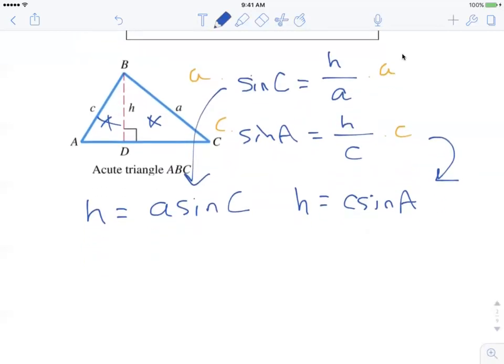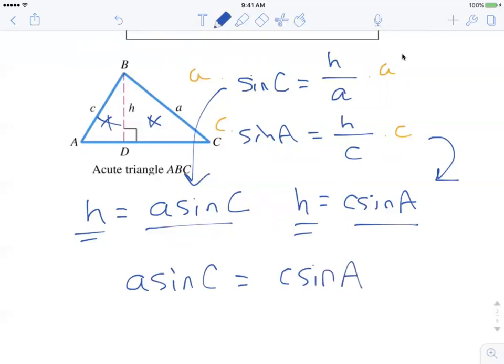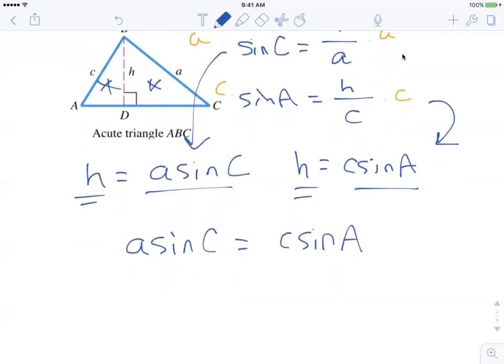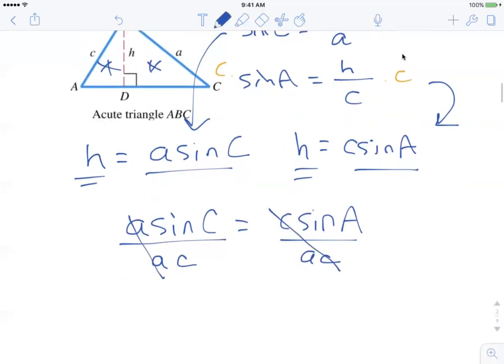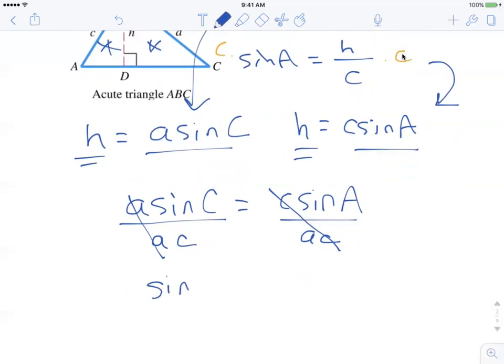Now, both of them have H equals. So that must mean these 2 things are equal. So I can combine this into just one equation. A sine C should equal C sine A. And then finally, to get one of the branches of this law of sines, let's divide both sides by AC. Then here the A's cancel, and the C's are canceling, and we end up with sine C over C equals sine A over A. So there's the law of sines.